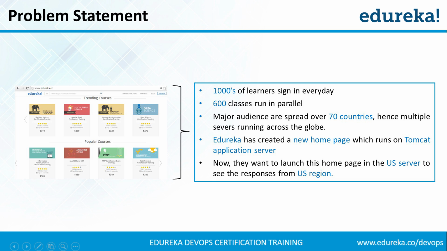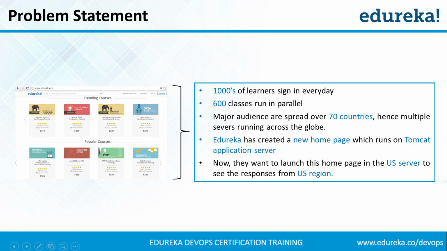So they have a new homepage which runs on Tomcat, which fits properly with our Java use case. They want to launch it, and they want to expose it only to people who are in the US. So there are various different problems that need to be solved. Very first, 24/7 uptime, and next, we have to support a large number of people.